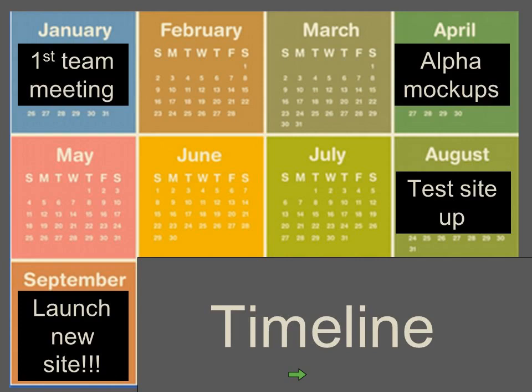So we had our first meetings in January. By April we had our alpha mock-ups done, with many meetings in between. And then through May, June, and July, our web designer did a lot of development, and we did a lot of creating of the subpages and content. The test site went up in August, and we launched our new site at the end of September. So we're very happy. We're also happy that we have a fairly nimble website that we can change and adapt as time goes on.